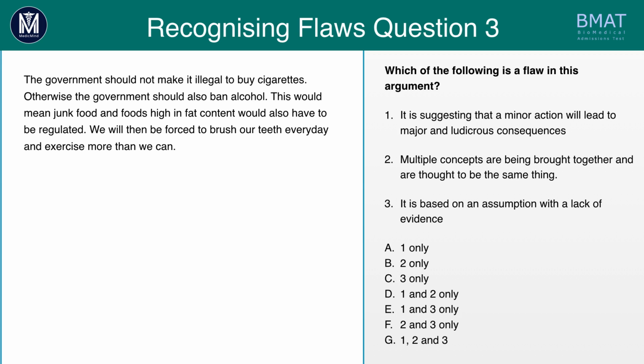So the answer here is A. One only. It is suggesting that a minor action will lead to major and ludicrous consequences. Option 2 is another flaw that we'll be looking at in the next tutorial. And number 3, it is based on an assumption with a lack of evidence. Now, this isn't necessarily the flaw of this argument because it's not really stating something that requires any evidence, if you see what I mean. So the answer is therefore A.